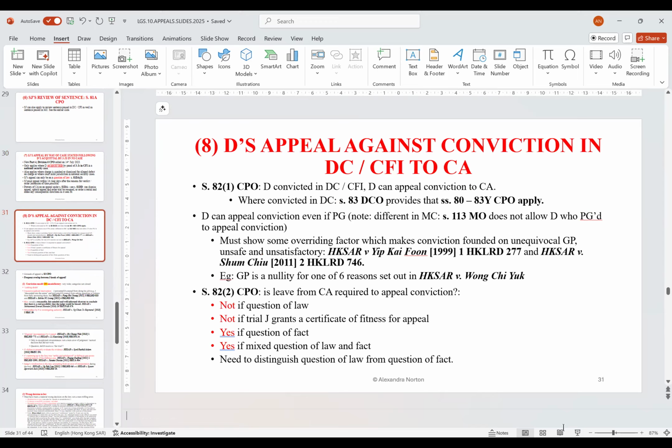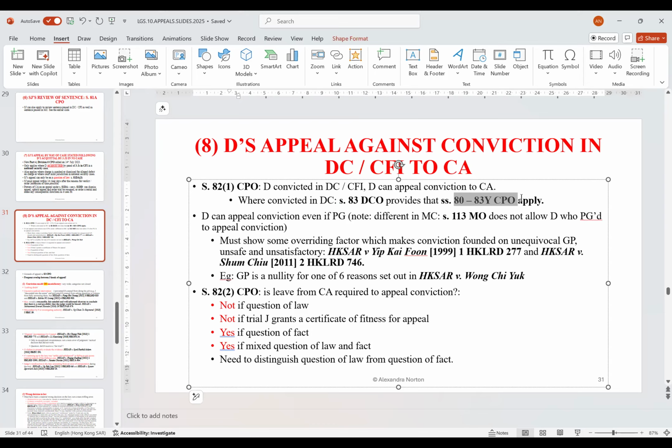Okay, so let's move on to defendant's appeal against conviction in the District Court and CFI. This is an appeal to the Court of Appeal, and you have to look at the provisions in the CPO. Now, if the defendant is convicted in the DC, then these particular provisions of the CPO apply. Why is it significant? We will see in a minute that Section 83Z of the CPO does not apply to a defendant convicted in the district court. So just bear that in mind. We will discuss it in a minute when we get to bail pending appeal.